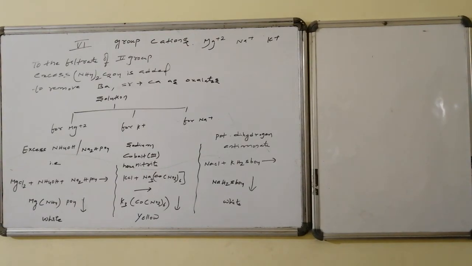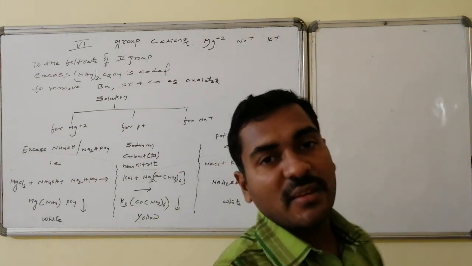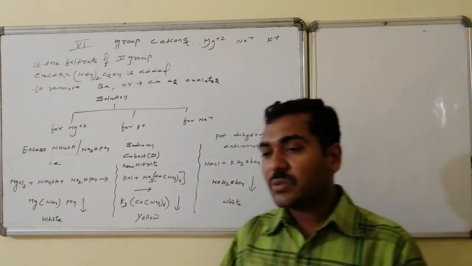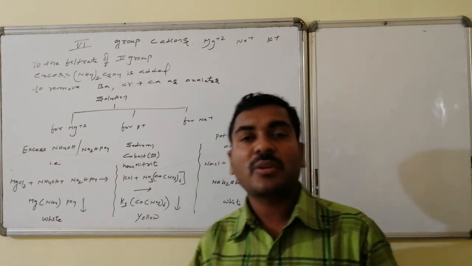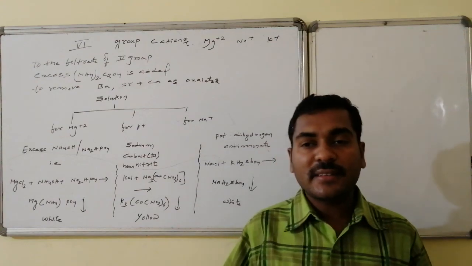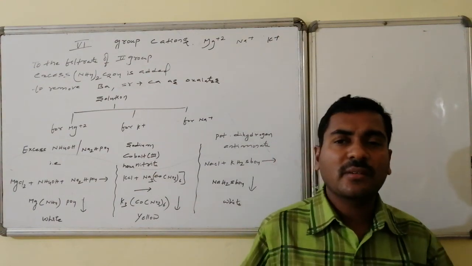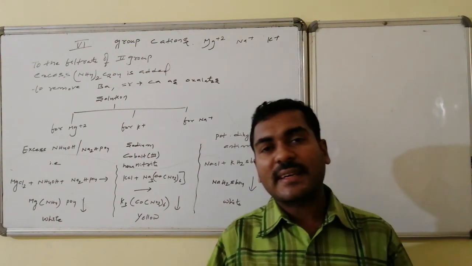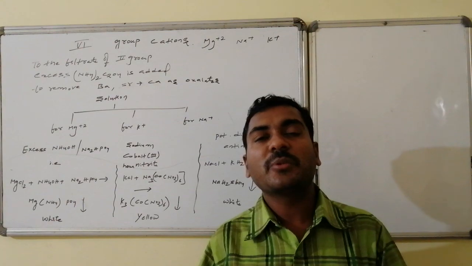Sixth group cations. Sixth group cations are magnesium 2+, sodium +1 as well as potassium +1. To the fifth group filtrate, an excess amount of ammonium oxalate is added and it is heated. As a result, if traces of barium, calcium, strontium are there, they will be converted into the corresponding oxalates. All are precipitates and can be removed easily.